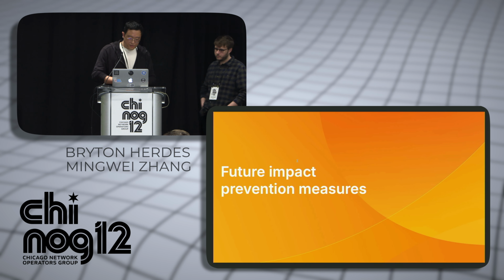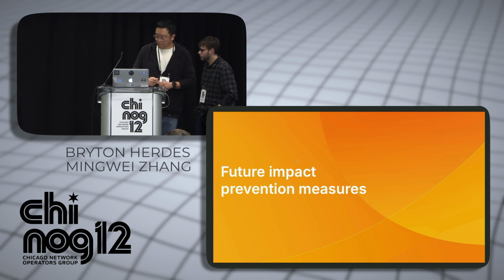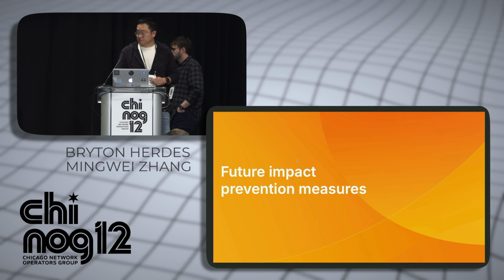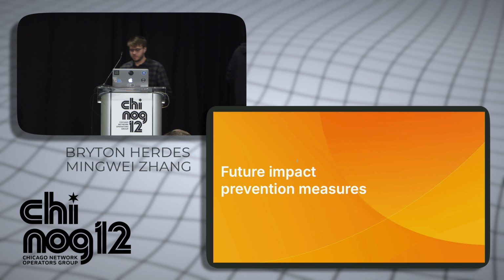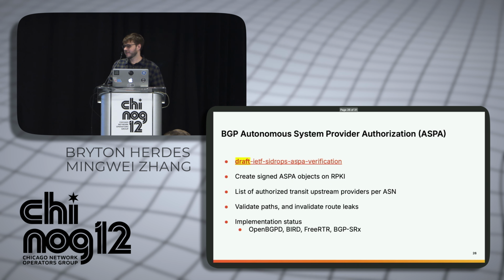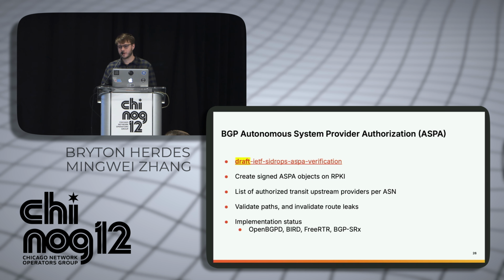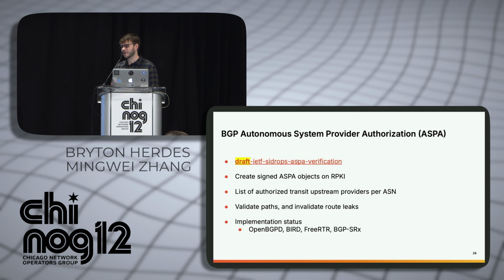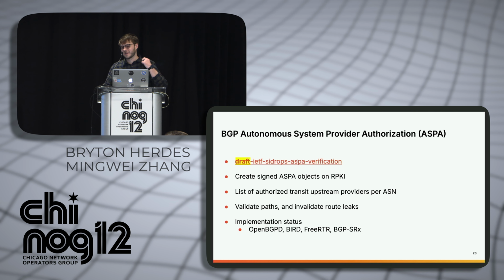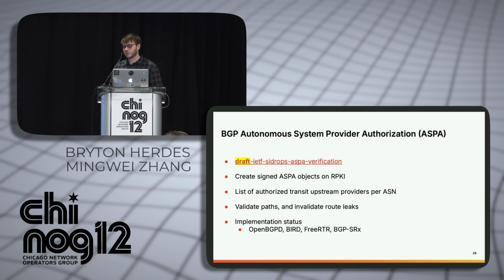So I'll ask Bryton to talk about the features of what we think should happen in the leak detection context. I'm going to make this quick and brief, but this is just some of the RFCs or drafts that are out there that we're keeping an eye on, maybe with some potential for making the impact a lot less for route leaks.